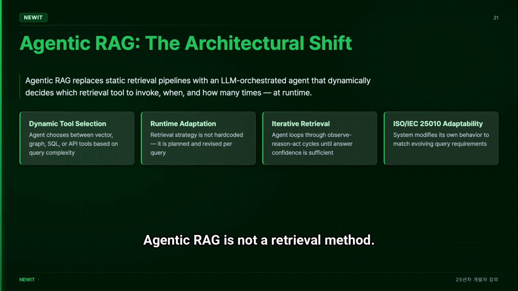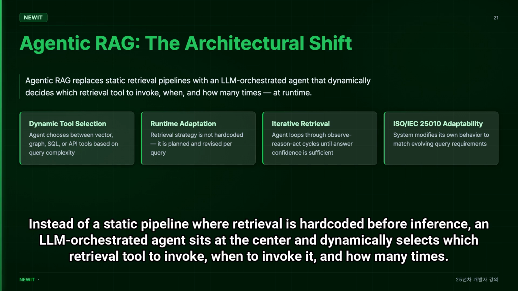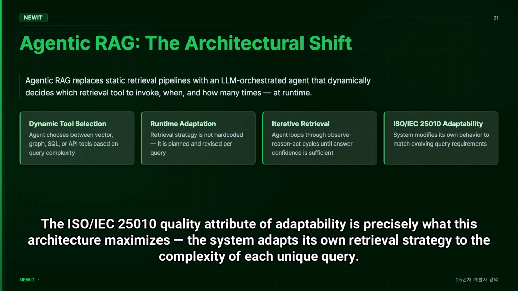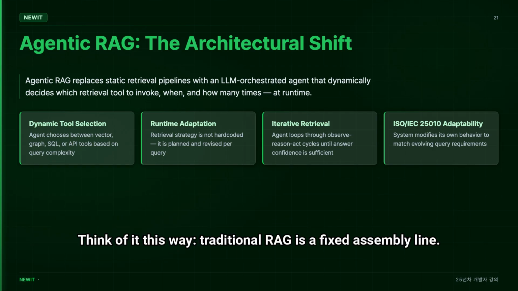Agentic RAG is not a retrieval method. It is an architectural shift. Instead of a static pipeline where retrieval is hard-coded before inference, an LLM-orchestrated agent sits at the center and dynamically selects which retrieval tool to invoke, when to invoke it, and how many times. The ISO/IEC 25010 quality attribute of adaptability is precisely what this architecture maximizes. The system adapts its own retrieval strategy to the complexity of each unique query.